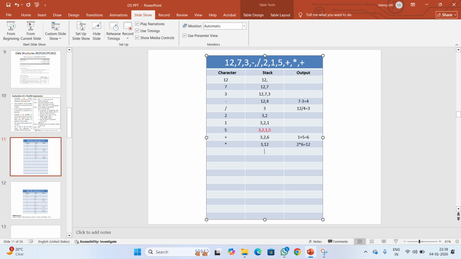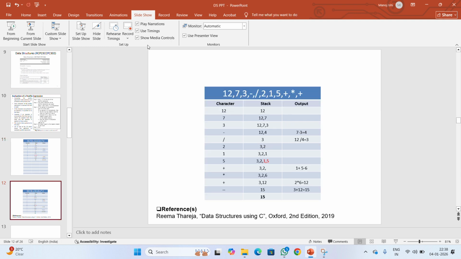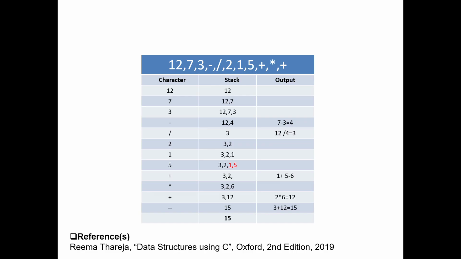Next operator is plus. So pop the two operands, that is 3 and 12, perform the operation to obtain the result and push the result back onto the stack. So the final answer for this postfix expression evaluation is 15. So here it is, your final answer, 15.